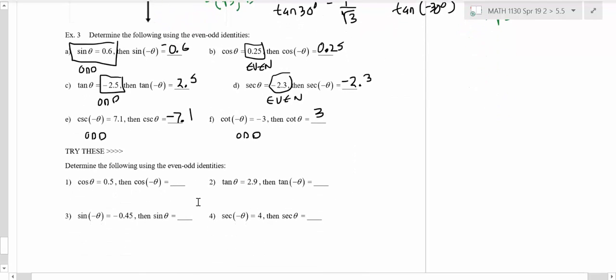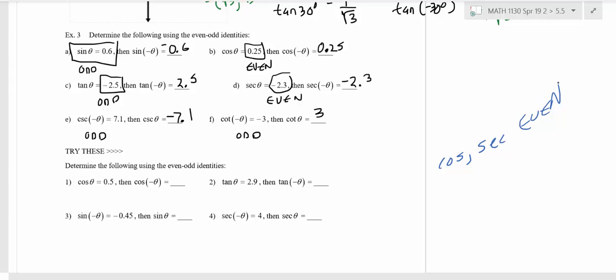Fill out the next 4 real quick. All you've got to remember is secant and cosine are even. Everything else is odd. And if you remember that, then you've got it down. You actually will remember this better once we learn how to do the graphs, or work on the graphing of trig functions today too. And get that going. That'll help you a little bit.